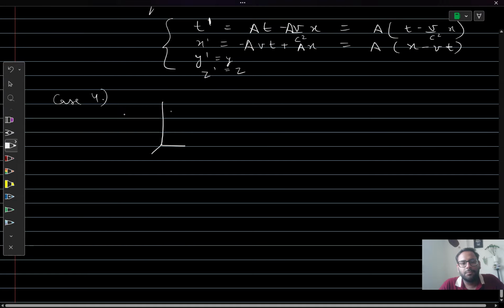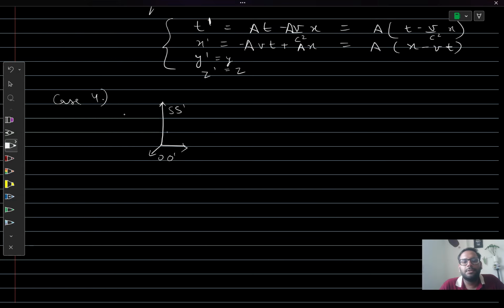Suppose initially my two frames are coincident, and a light is emanating, going in the above direction. Let the S frame remain here in this system. Now translate your S prime frame. This is x, this is y, this is z. This is the S frame, and now translate the S prime frame with some velocity v.